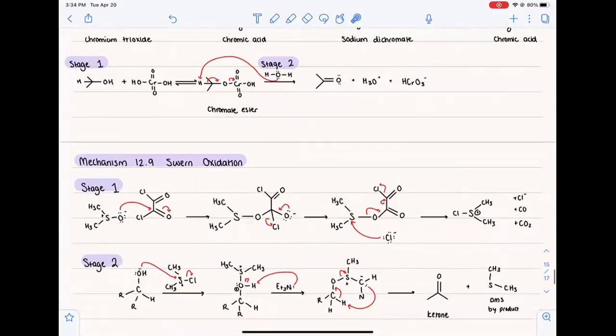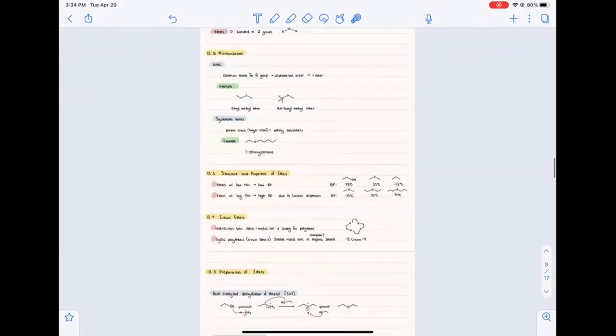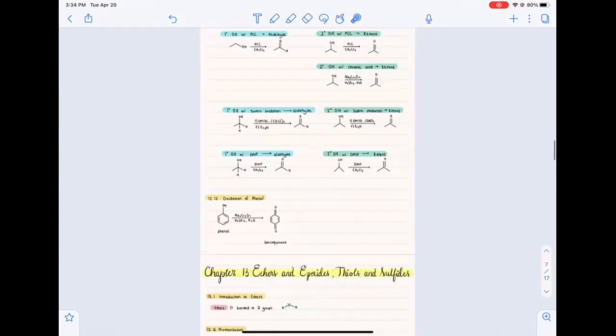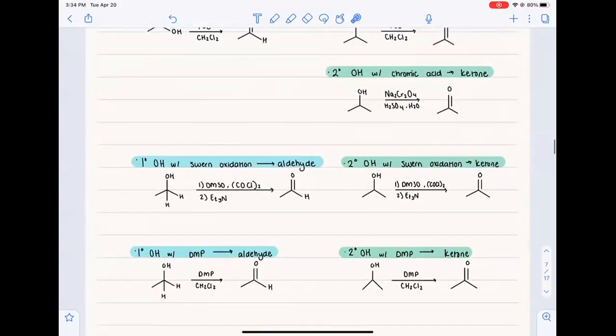And now I don't think Dr. Dowdy would test on that mechanism though, because it is a little hard. But you can see how things are happening.